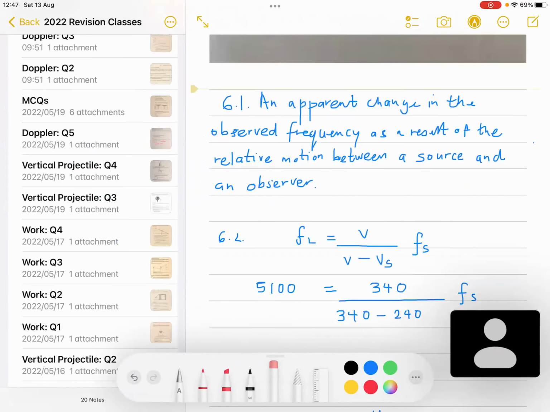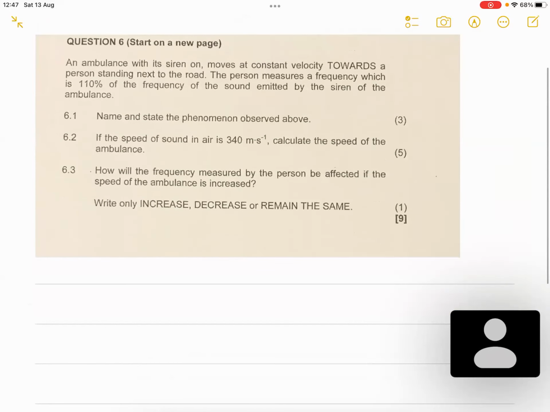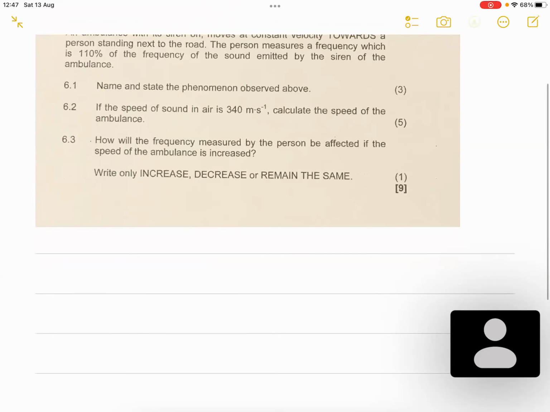Okay, so let's do Doppler 2. An ambulance with its siren on moves at a constant velocity towards a person standing next to the road. The person measures a frequency which is 110% of the frequency of the source emitted by the siren of the ambulance. Okay, name and state the phenomenon observed above.